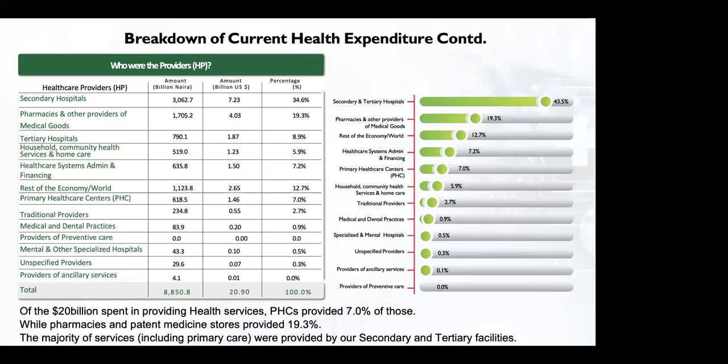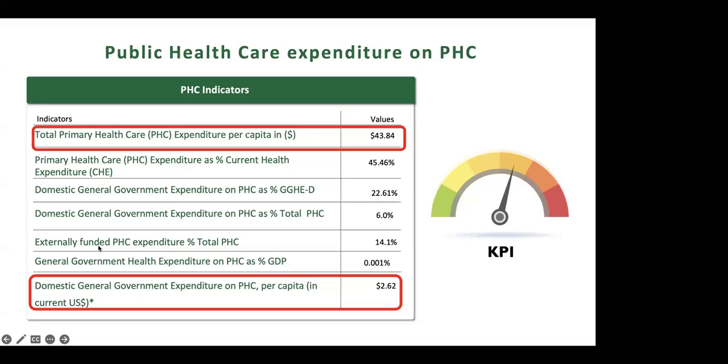But let me show you something interesting. Look at this. Pharmacies and other providers of medical goods. So patent medicine stores, pharmacies, and such places, more Nigerians went there. More healthcare expenses, 19.3%, happened there than in primary healthcare centers. You can make your deductions for yourself on the landscape for financing.